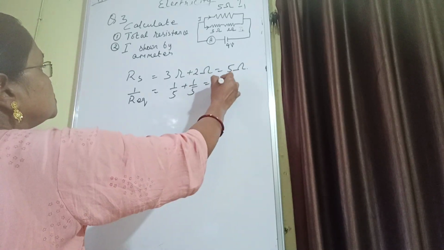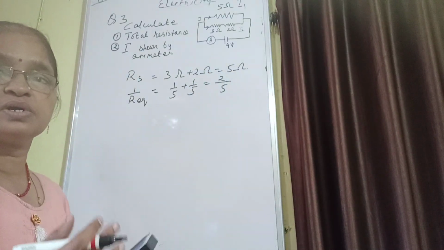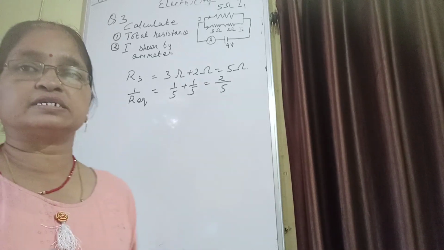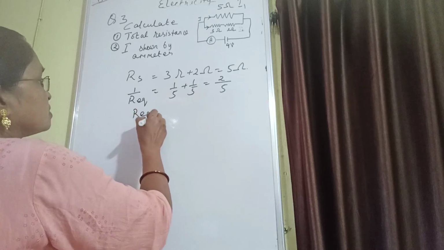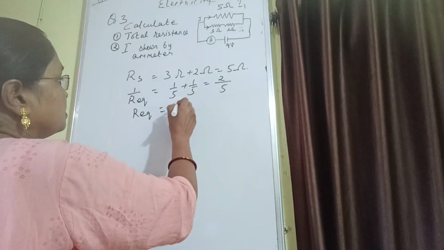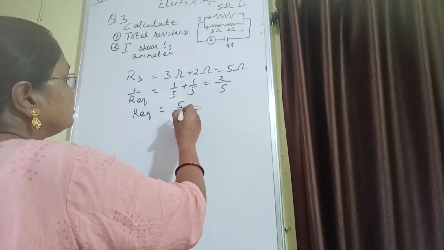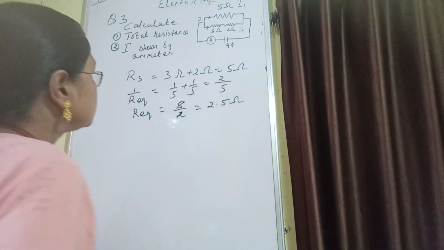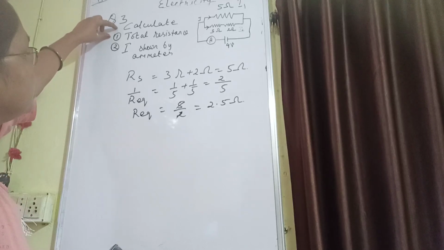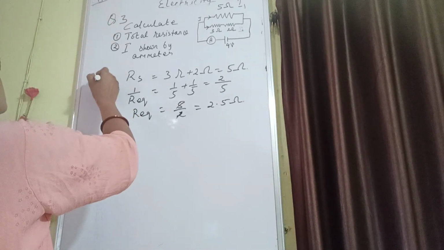That is 2 by 5. So I think you have got practice to reverse it. So we will get R equivalent is equal to 5 by 2. That means 2.5. So the first question is solved. Total resistance, answer number 1.